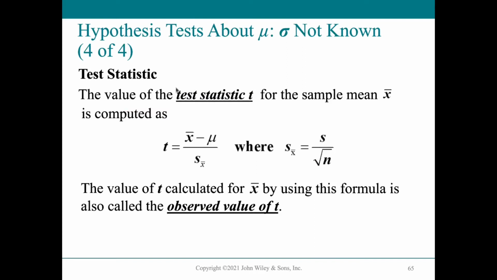Like the z distribution, we also have a test statistic t, with a very similar approach. The test statistic t for the sample mean x bar is computed as the sample mean minus the assumed population mean, over S sub x bar, the normalized sample standard deviation. S is the sample standard deviation, and S sub x bar is normalized because you divide it by the square root of n. The value of t calculated for our sample mean using this formula is the observed value of t.